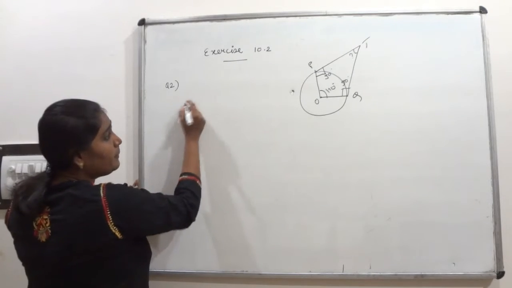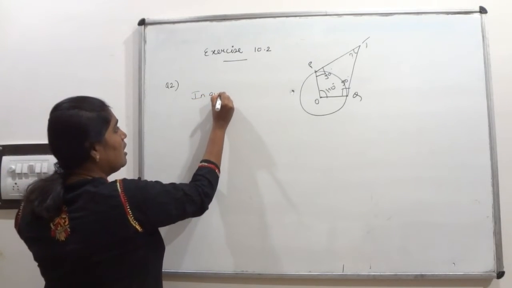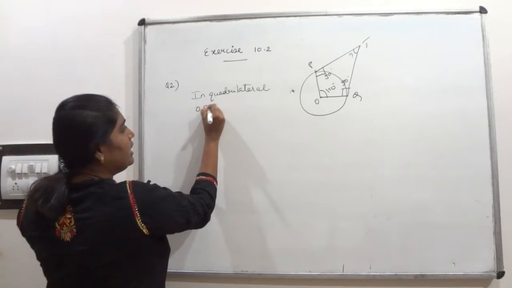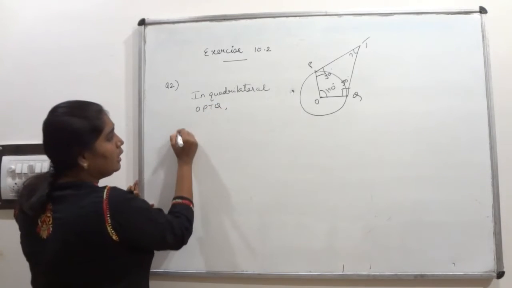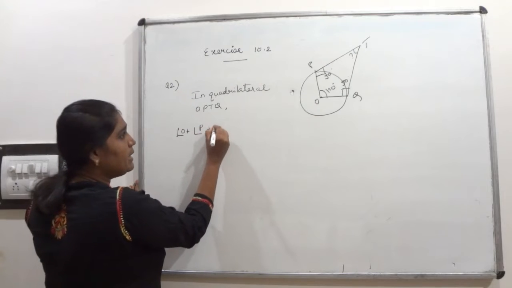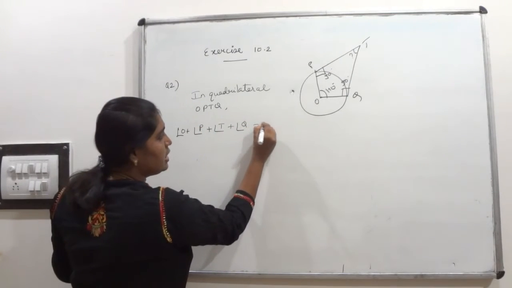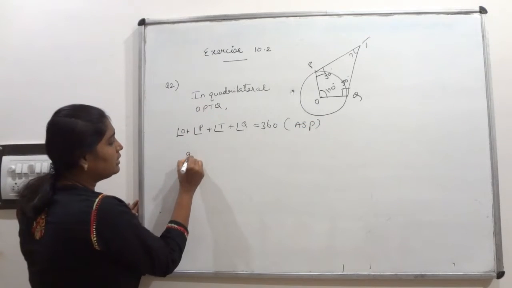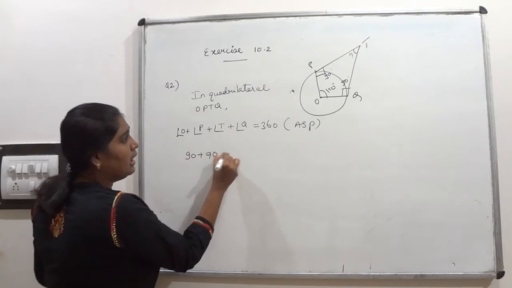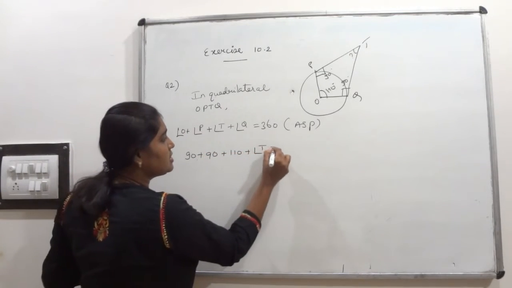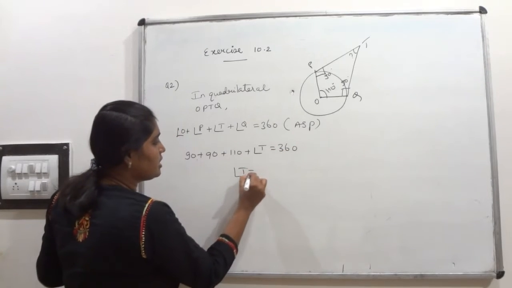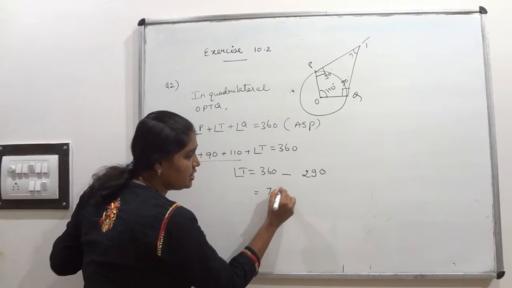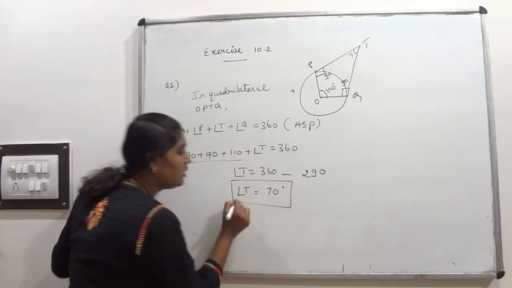So write it here. In quadrilateral OPTQ, sum of all angles, that is angle O plus P plus T plus Q, is equal to 360 degree, angle sum property of a quadrilateral. So add these angles. This is 90 degree, this is 90 degree, and this is 110 degree, and angle T, which is equal to 360. So angle T is equal to 360 minus 290. So here the answer comes 70 degree. Angle T equal to 70 degree.